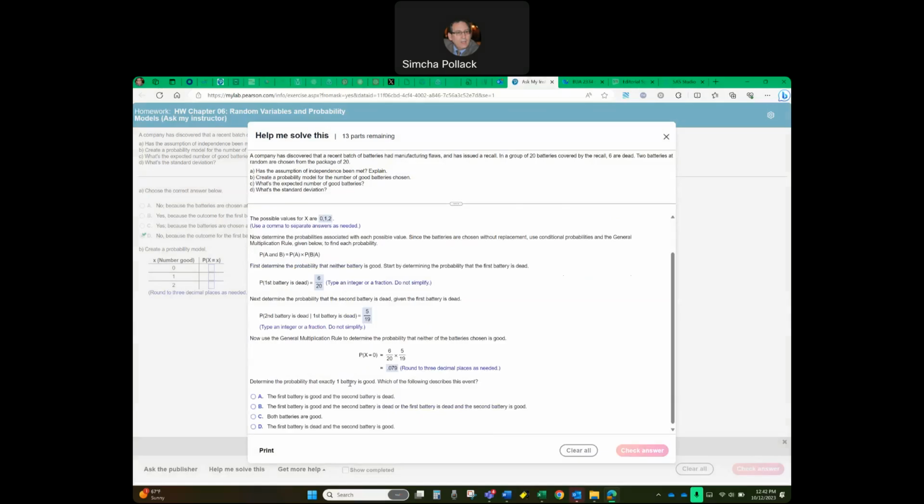Now, determine the probability one battery is good. So one battery is good means that the first battery is good and the second battery is bad, because it's exactly one good battery. Exactly is an important point here. Not at least one, but exactly one. Or, and the or also is an important point, because or is dealt with by adding together the separate mutually exclusive probabilities. So the first battery is bad and the second battery is good. So that's going to be the structure of our solution.